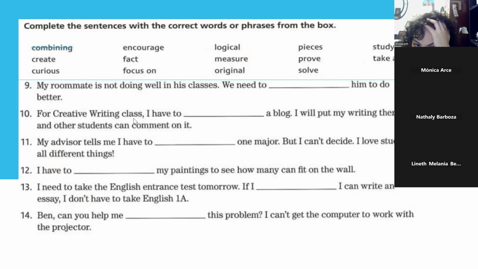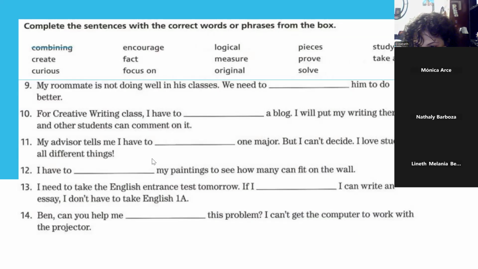For creative writing class, I have to create a blog. I will put my writing there and other students can comment on it. My advisor tells me I have to study one major, but I can't decide. I love studying all different things.